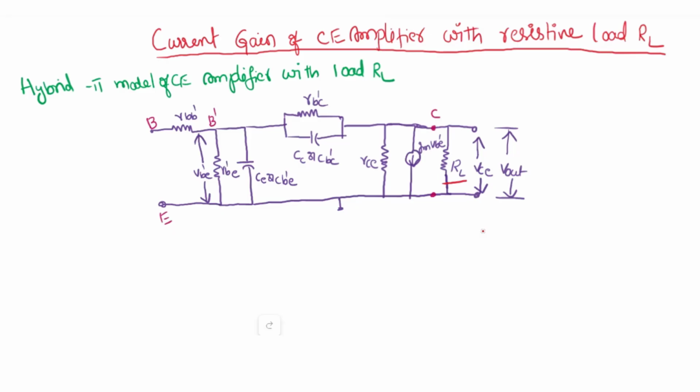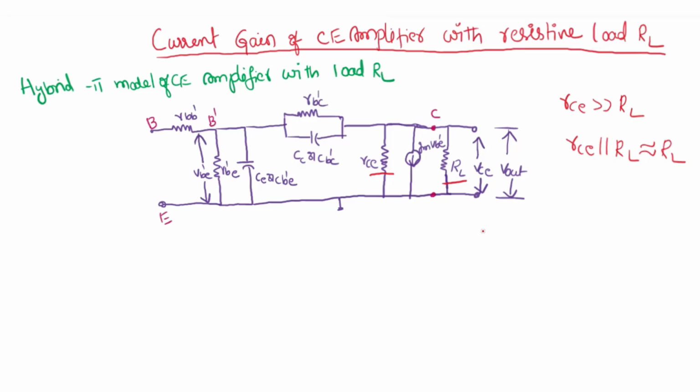For that, the first concept is to compare RCE and RL. RCE is the output resistance, which is far greater than RL. Therefore, the parallel combination of RCE and RL is approximately equal to RL, because a high value of resistance in parallel with a low value gives a low value. So you can neglect RCE, that is, you can open this RCE, and the output circuit then consists only of the resistance RL. That is one point.